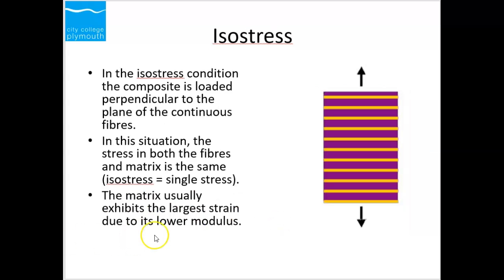Now isostress. In isostress conditions, the composite is loaded perpendicular to the direction of the continuous fiber. In this situation, the stress on both the fiber and the matrix is the same. The matrix will usually exhibit large strain due to its lower modulus. Matrix always has a lower modulus compared to the fiber material. This type of loading condition will cause quicker failure compared to the isostrain condition. The materials are stronger in isostrain than in isostress.